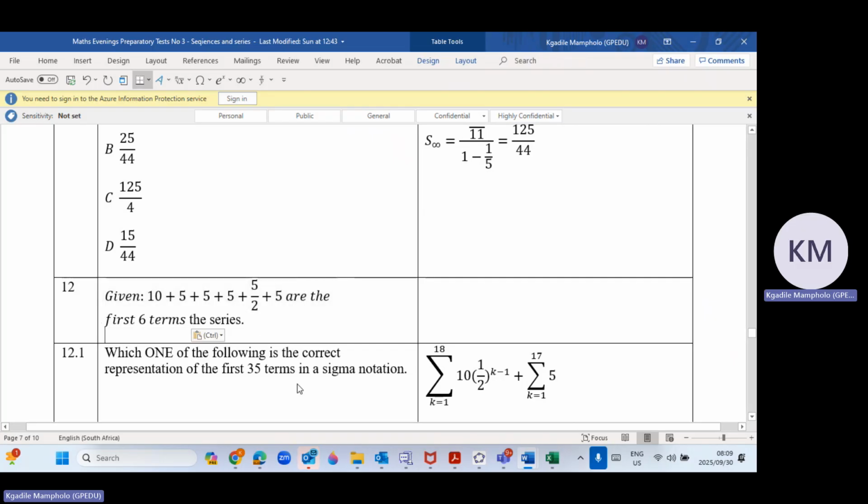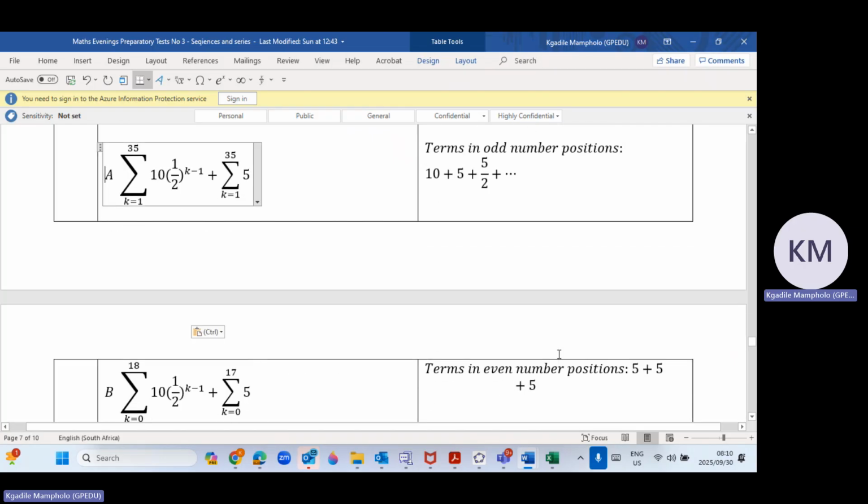Now, given 10, 5, 5, 5, 5 over 2, 5, sometimes if you find this weird kind of sequence, check whether it's not a mixed sequence. Now, which one of the following is the correct representation of the first 35 terms? Remember, of the first 35 terms, one part will be 18, the other will be 17. If you check here, we have a mixed sequence.